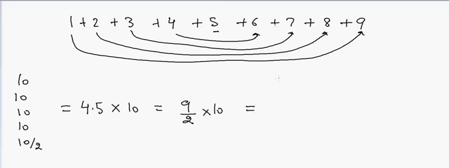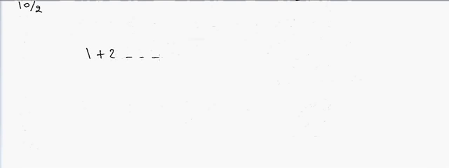So suppose I have to add 1 plus 2 until x, we can write this as x into x plus 1 divided by 2. So we can use this formula for any kind of sequence. Now suppose we have to add 1 plus 2 until 99, so the answer will be equal to 99 into 100 divided by 2.